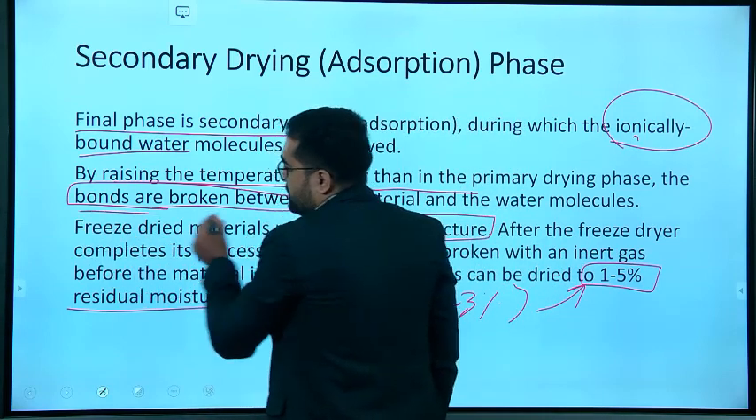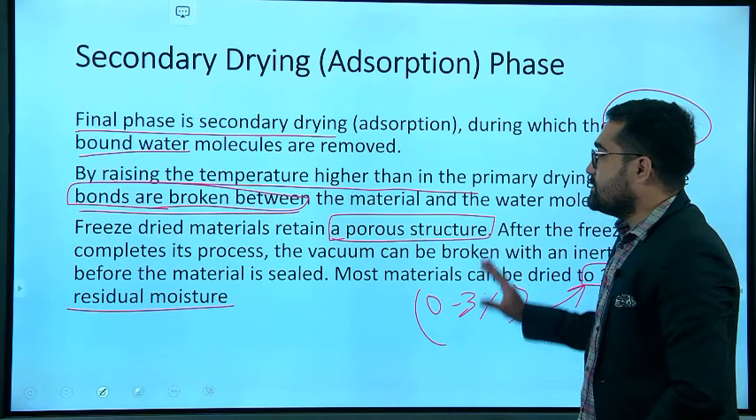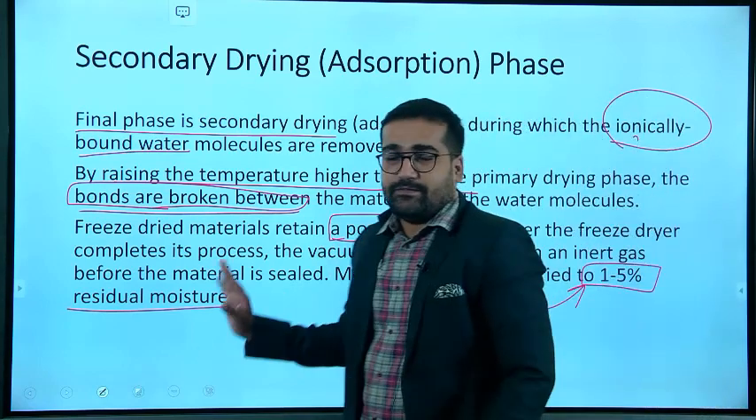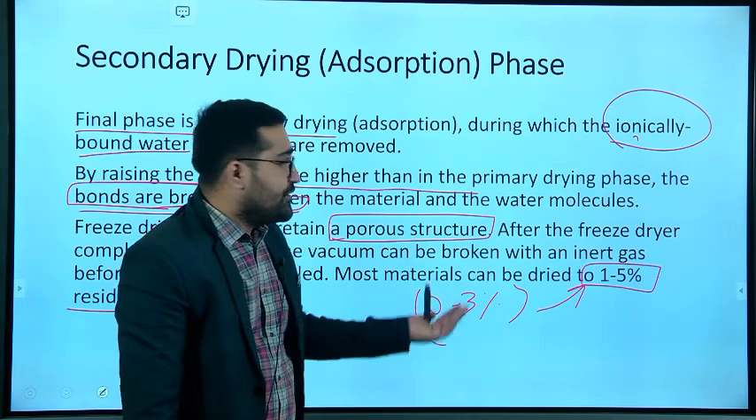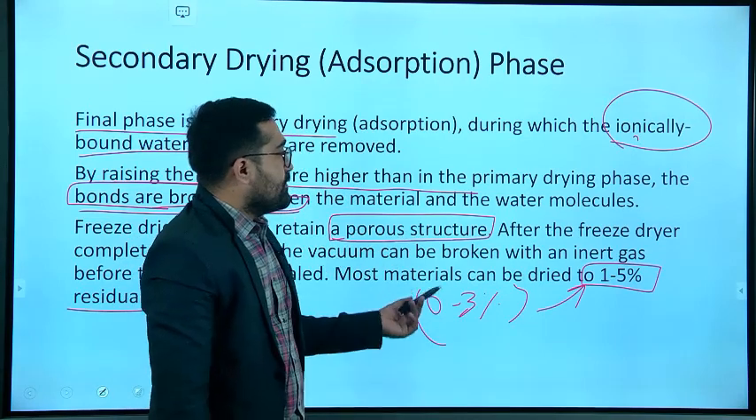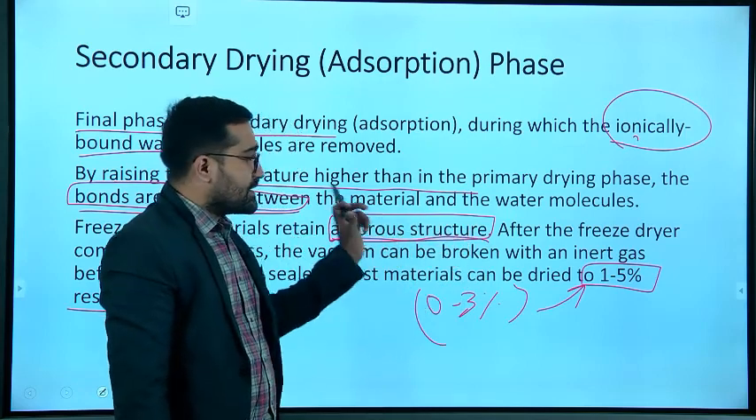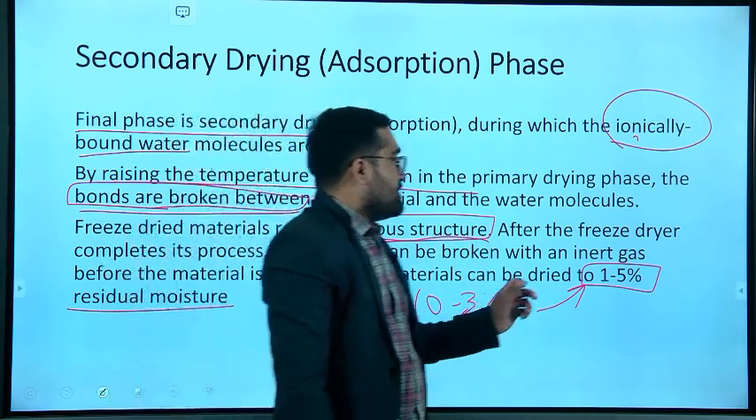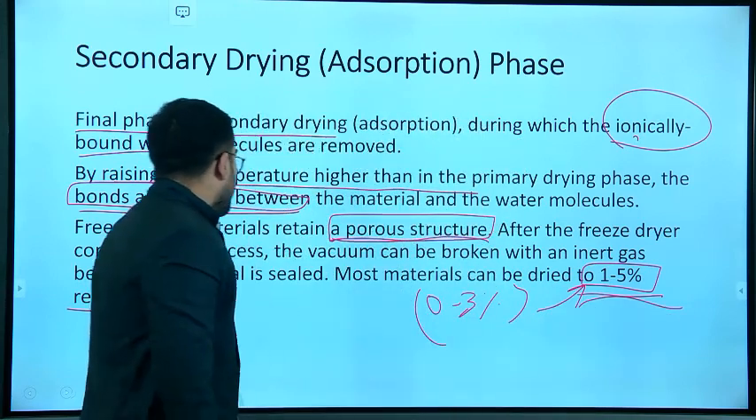It breaks the bonds, and because the bonds are broken, the water can be removed easily, and because of that the remaining structure is porous in nature. The product is porous in nature, and we achieve 1 to 5% of drying.